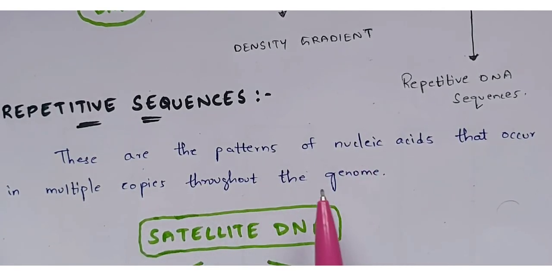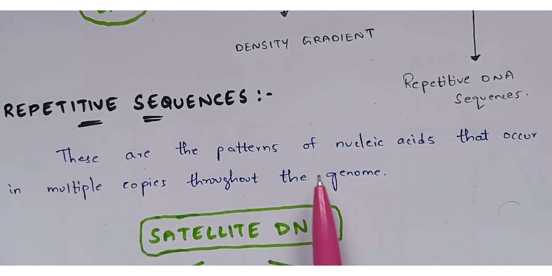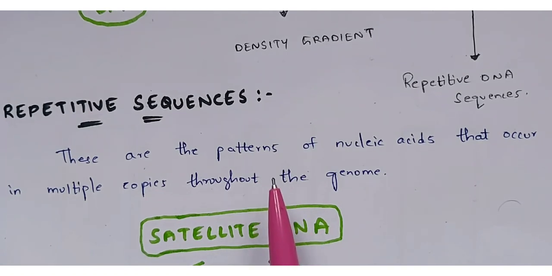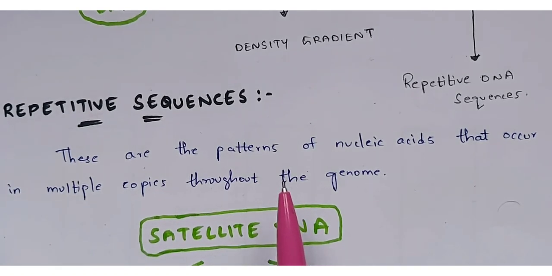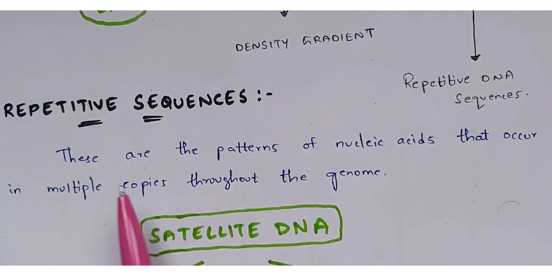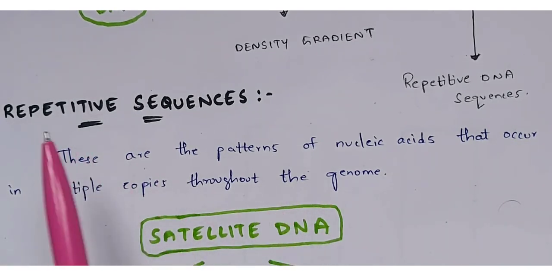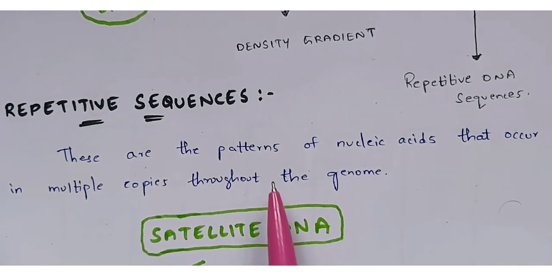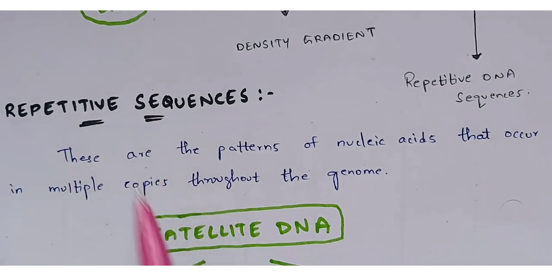Before going into this, I hope you know the basics about nucleotides, right? Adenine, thymine, guanine, cytosine, uracil, all of these are nucleotides. Using these nucleotides there will be sequences, and in those sequences there will be repetitive sequences. Multiple copies will be repeated, and those sequences are called repetitive sequences. So throughout the genome there is the presence of multiple repeated nucleotide sequences, and those sequences are called repetitive sequences.